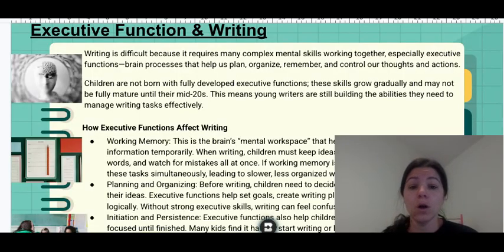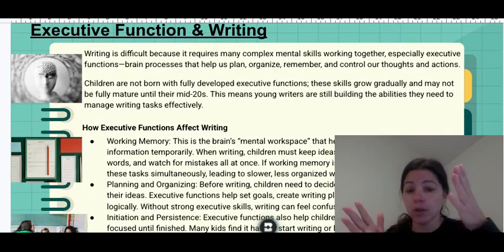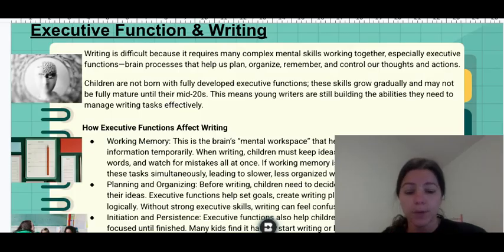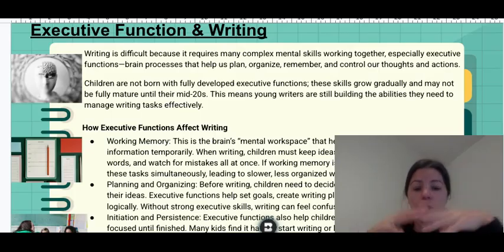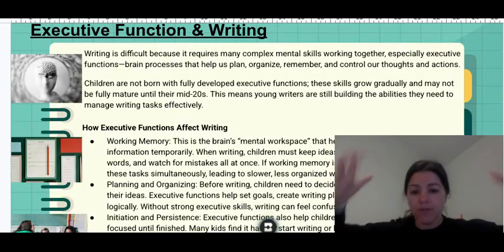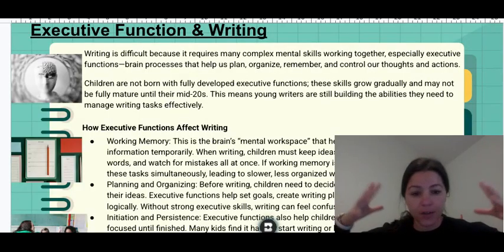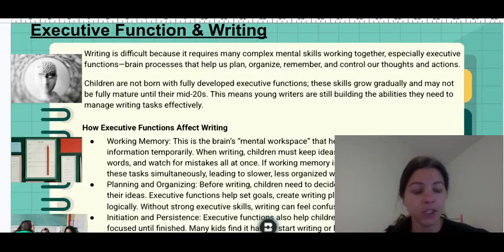And so when we think of those executive functioning skills, we're really thinking about how our brain processes help us to plan, organize, remember, and control our thoughts and actions. So when we think of our working memory, right, this is our mental workspace. When we're writing, students have to keep all of these ideas, words, and things in their brain, and writing can be very taxing on the brain, especially when they're required to do tasks simultaneously, which can lead to less organized work and a slower pace.